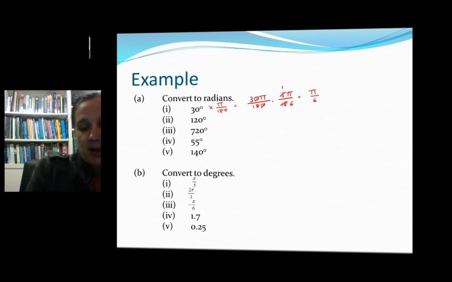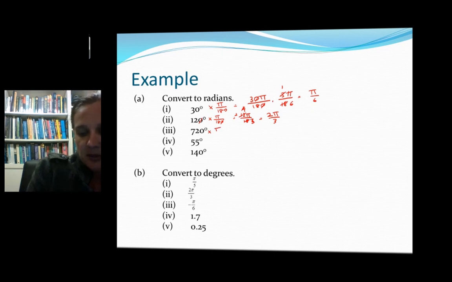For our next one, we're going to do exactly the same thing, times by pi on 180. We'll take a shortcut at the start and cancel our zeros out. So we have 12 pi on 18. Both of these can divide by 3. We divide by 3, we get 4, and 18 divided by 3 gives 6. But we could have gone further than this. We could have divided by 6 to start with. So 12 divided by 6 gives us 2, 18 divided by 6 gives us 3. So we have 2 pi on 3.